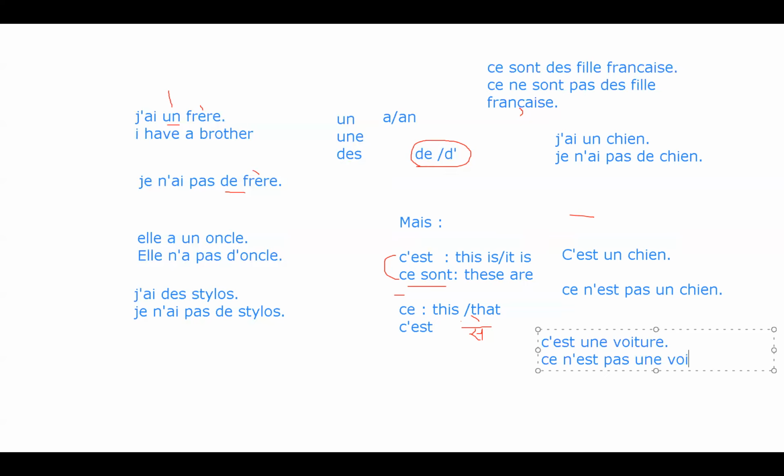Correct, because here you are saying this is not a car. So this is a car, it's not a car. But in case of possession, I don't have any car. So je n'ai pas de voiture. The de means any, no car. But here you are talking about the possession. Here you are just presenting something. It's a car. It's not a car. So a never gets changed. Okay, that is the important rule. A and un never get changed.